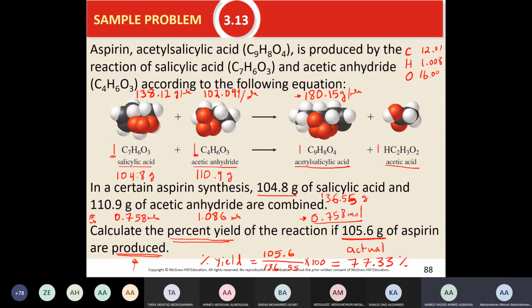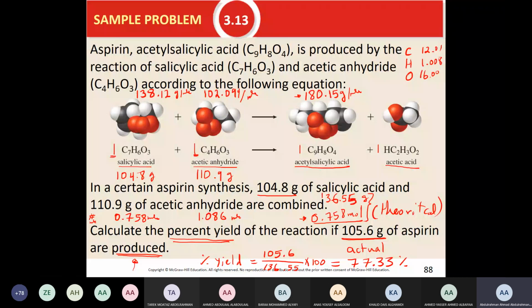The theoretical is the amount which is by calculation. It's all in the gram. I said it's always in gram, the theoretical. The gram and the mole are theoretical, right? Yeah. Whatever you do by the equation, we did this by equation. We did not look at the experiment.